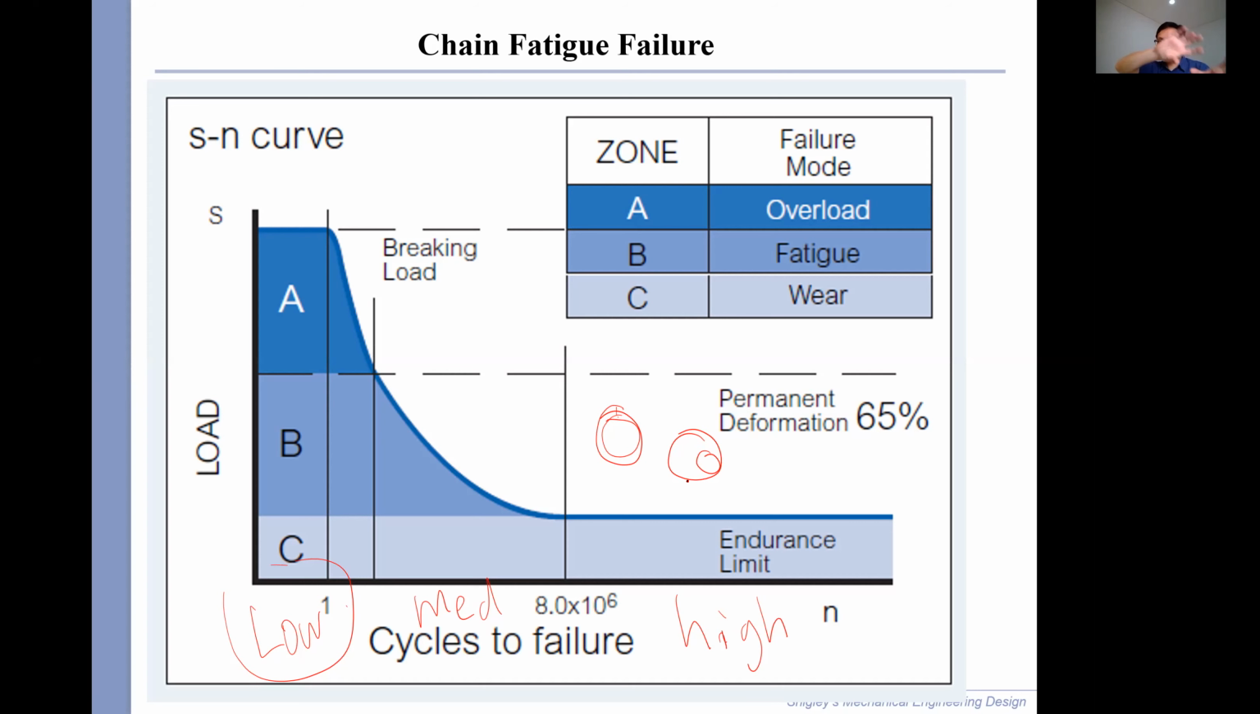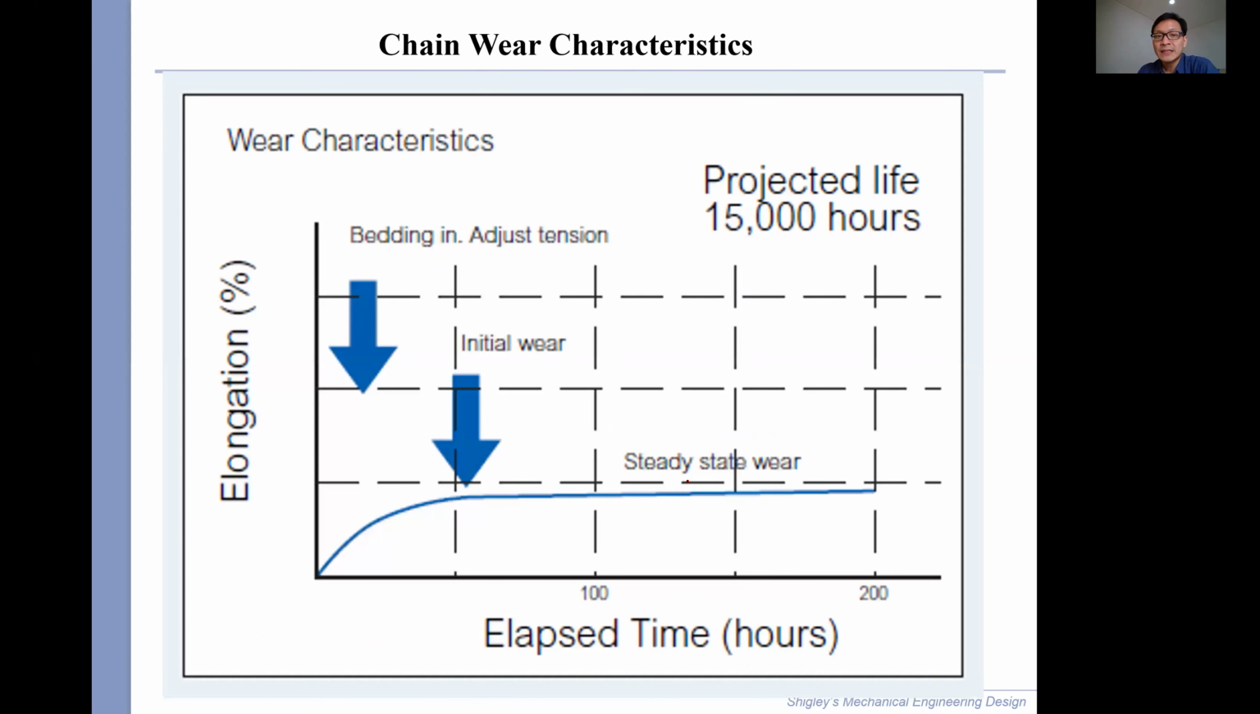Betul. Setiap kali dia go around the sprocket, the pins actually rub against the bushings all the time, and the roller against the bushings also. So these inside diameters, they rub against each other and they do wear out, especially if you don't have lubrication. Oke, Pak. Now at the beginning, when you install a new chain, there is some bedding in.